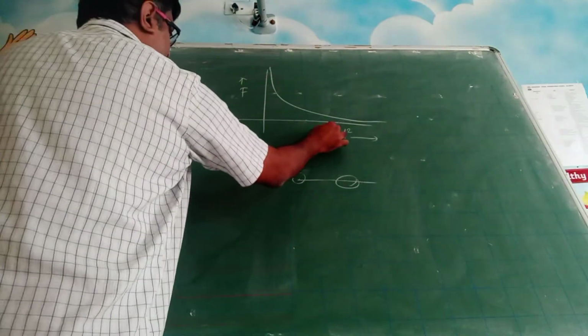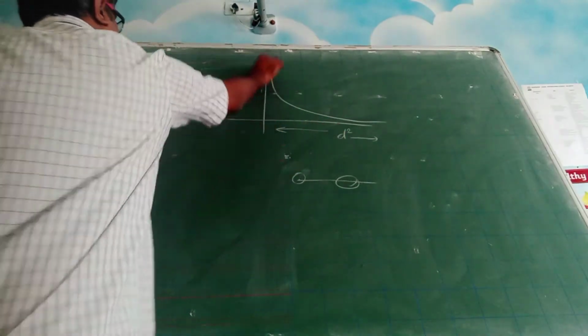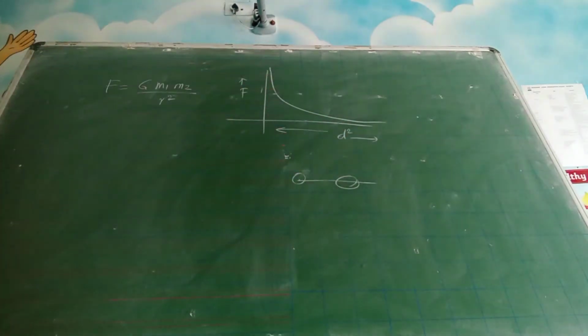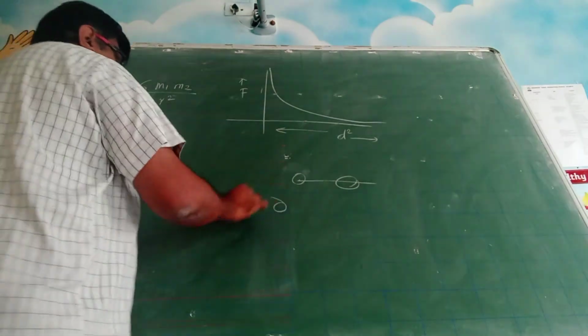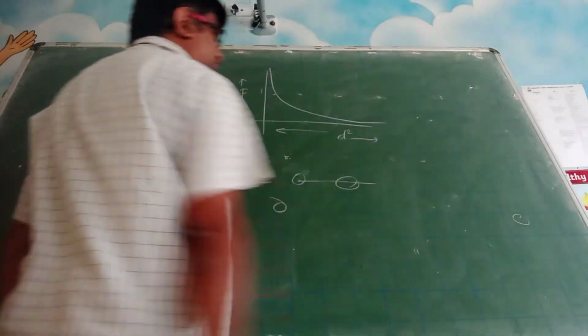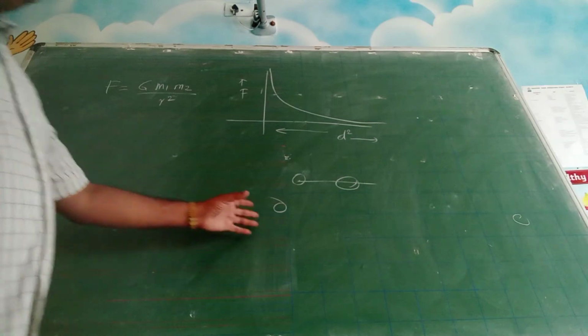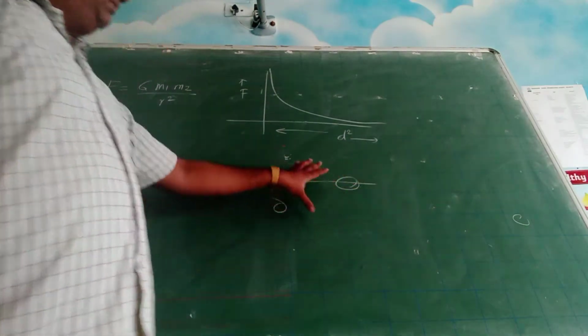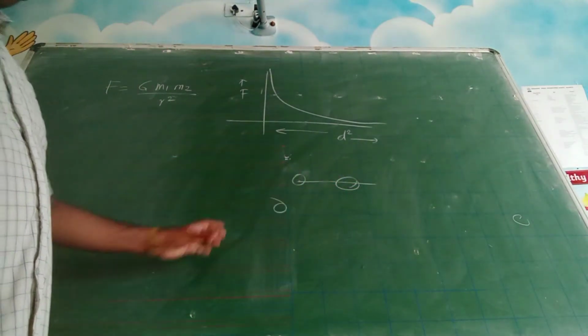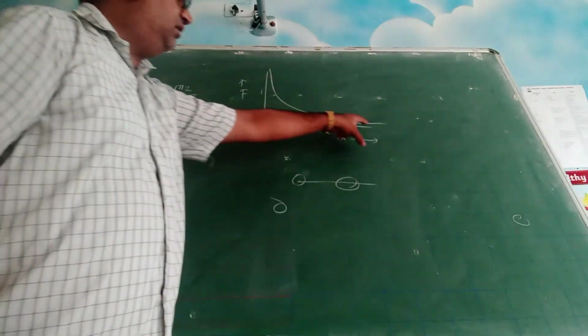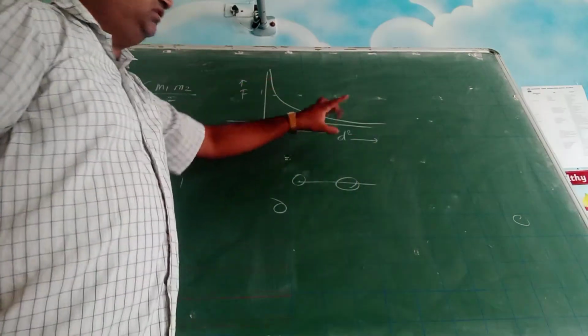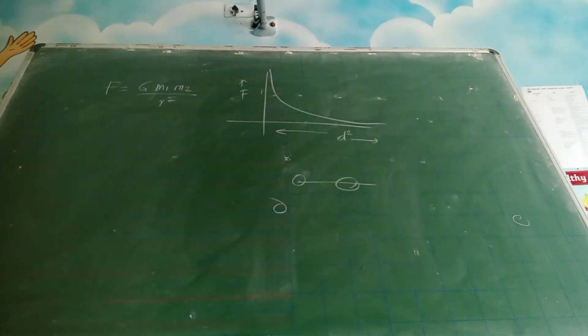So you can see here, when you are approaching this way, the gravitational force is shooting up, and when you separate them by a very large distance, what is happening? The distance is increasing. Here I am keeping the masses constant, but as distances increase, the graph will fall down because the force is very less. Okay, so this is one point.